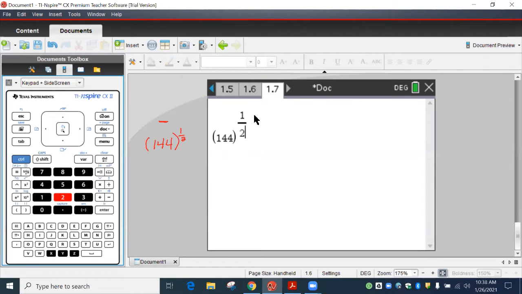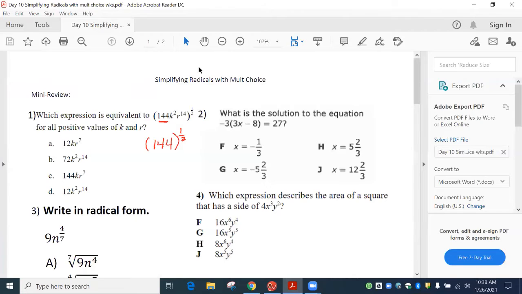Does anybody not know how to type that in right there? Is everybody good with how to hit the house top button and then turn it into a fraction? Everybody good with that? All right. So we hit enter and we get 12. So at this point, we can get rid of these two right here. So guys, at this point, as long as you choose one of those on the unified test, I'm giving you the correct answer. Okay.